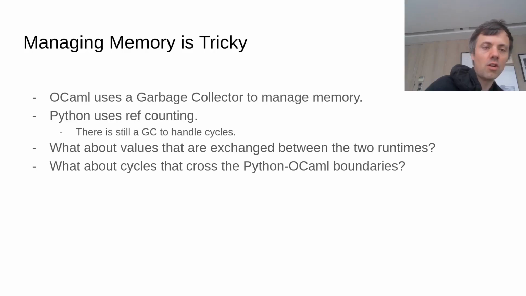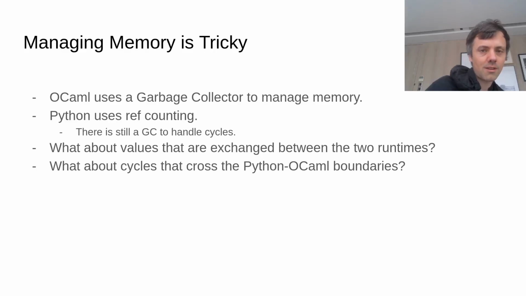Conversely, if you pass an OCaml value to the Python side, you want to inform the OCaml garbage collector that it's not safe to collect this value for now. And once the Python side has released the value, you can tell the garbage collector that it's okay to collect it. So that tends to work fairly well in practice.